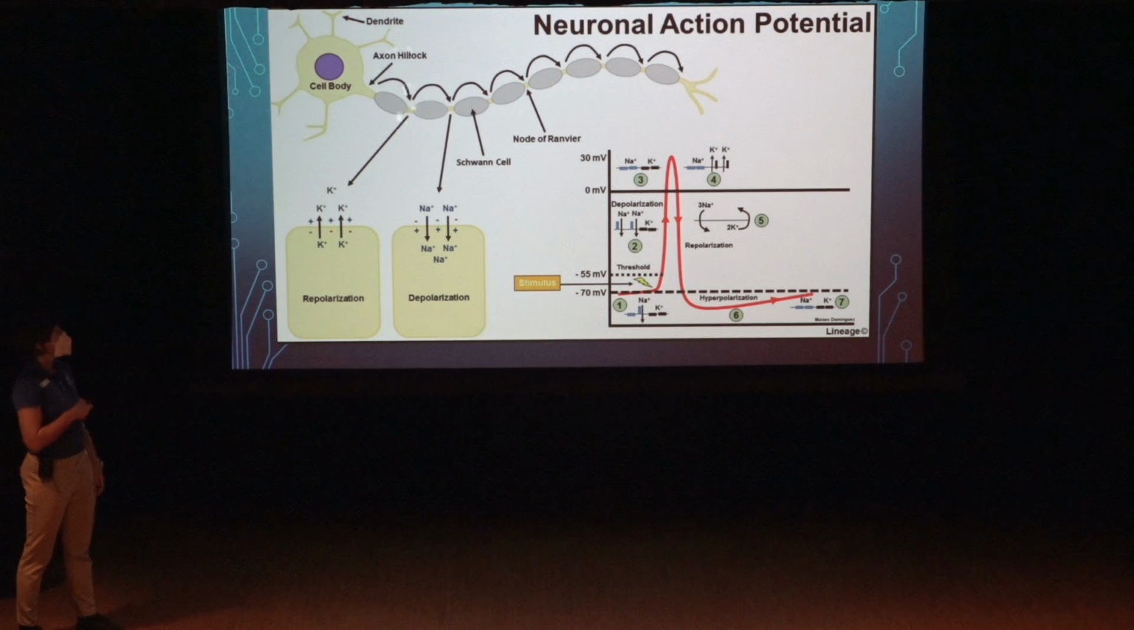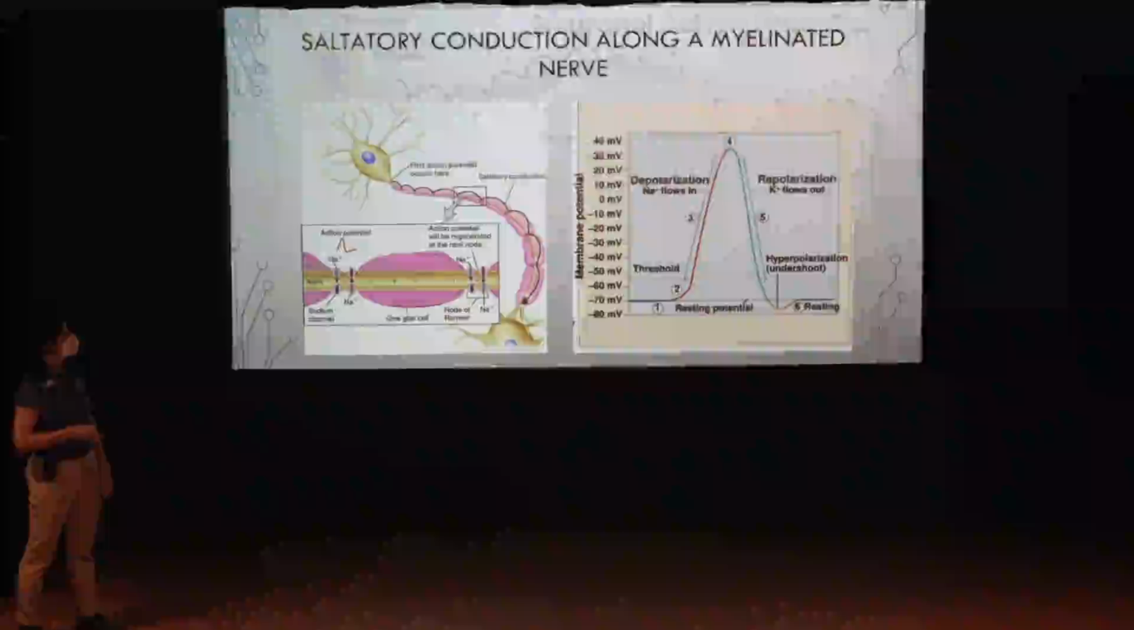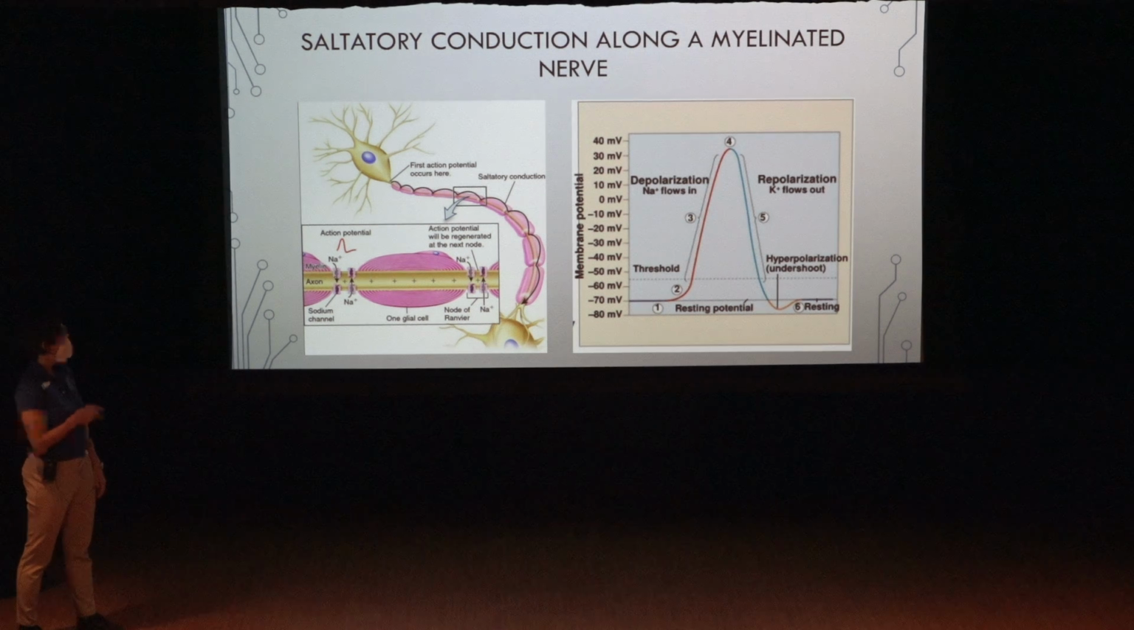It actually jumps in between these little node areas, the nodes of Ranvier. This is where the action potential happens, and then it depolarizes, repolarizes, and hops to the next, going over these fatty sheaths called myelin. And that's actually called saltatory conduction. And there it is again. So you see the little action potential happening in this node area.